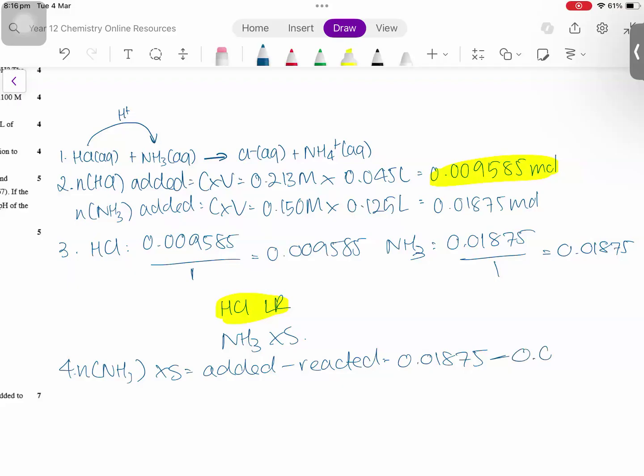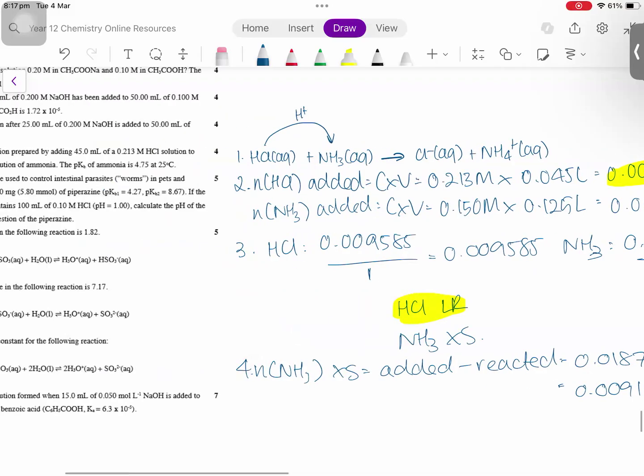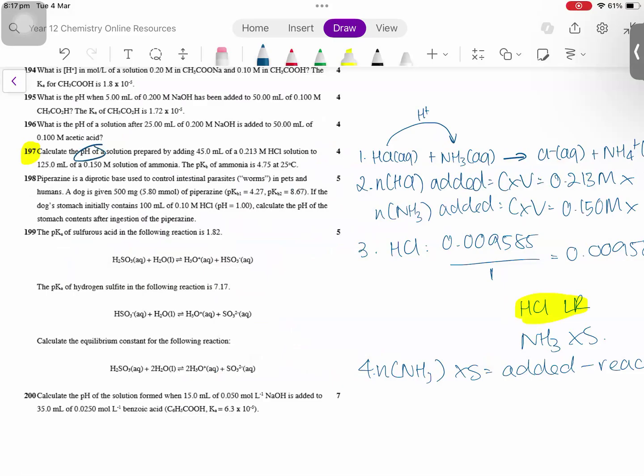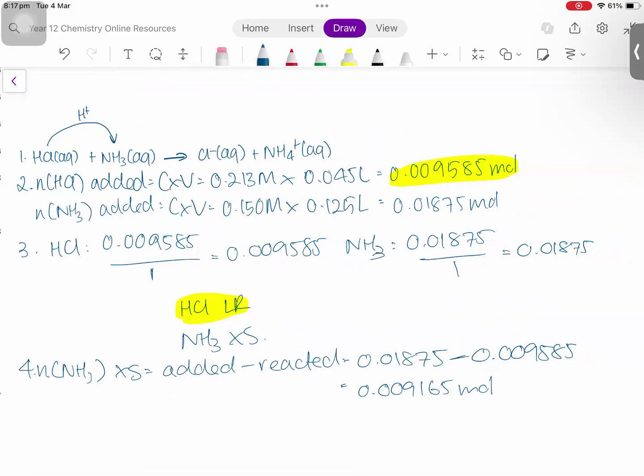So 0.009585. How much NH3 is actually left over after you consider the amount that reacted? 0.009165 moles left over. And what is the question asking us for? The question is asking us for pH of the resultant solution. pH is a function of concentration, not moles. So I don't just want the moles left over, I want the concentration left over.